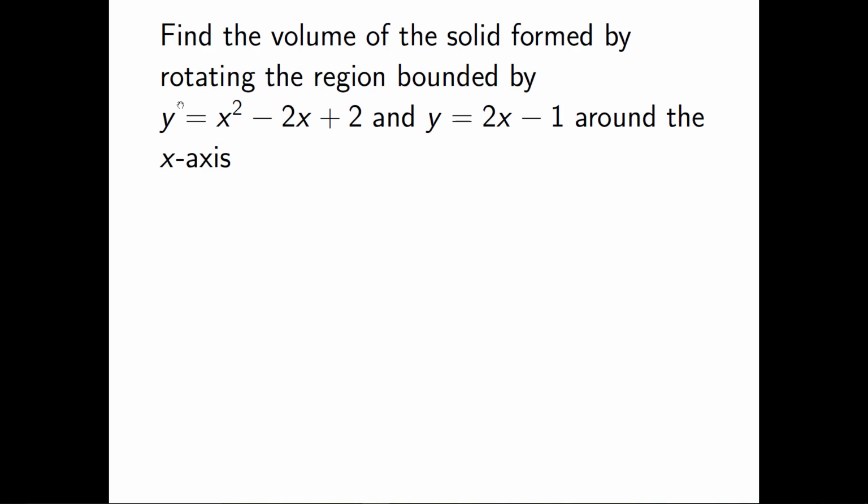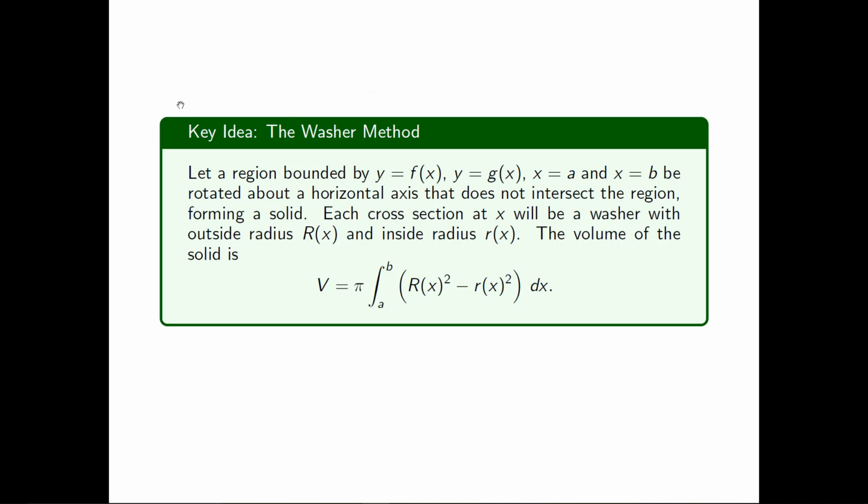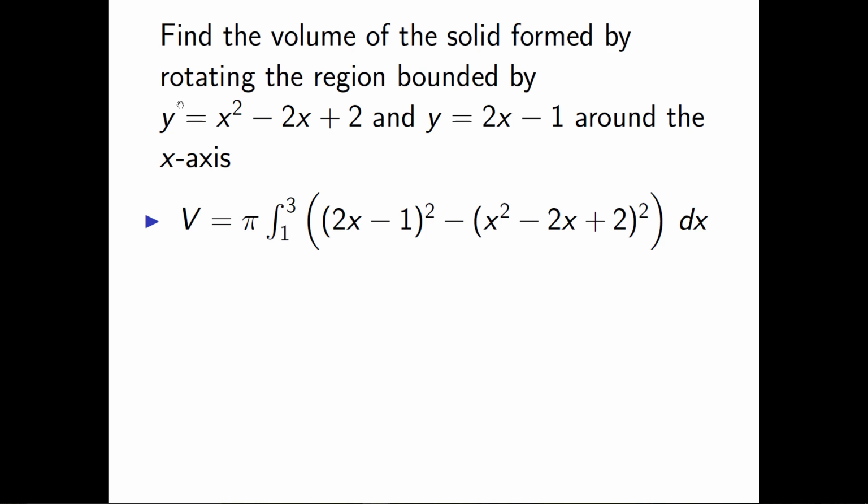Okay, so back to the question. We saw the 2x minus 1 was the outer, and the x squared minus 2x plus 2 was going to be the inner. Let's remind ourselves of our formula here. With this formula in mind, I think this isn't too bad. We have the pi outside, we integrate from 1 to 3, remember that was where the two functions met. Then we have the outer, 2x minus 1 squared, minus the inner, x squared minus 2x plus 2 squared. And again, the integral itself is not bad.